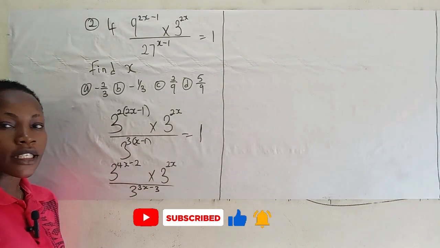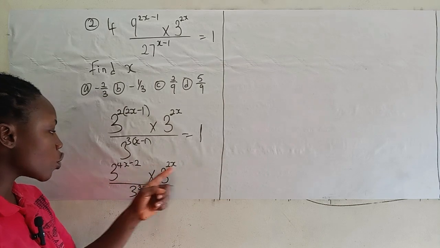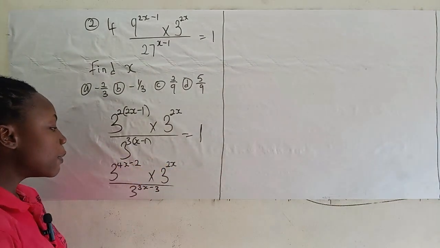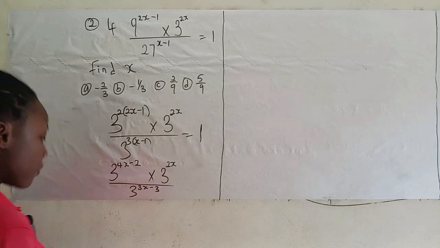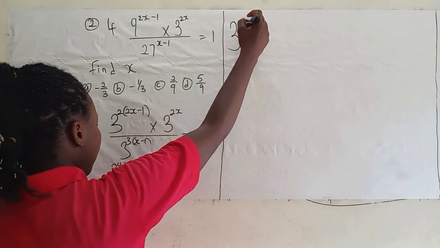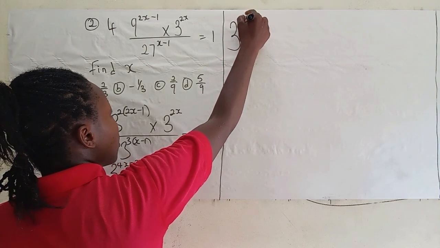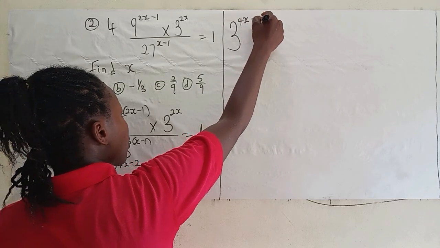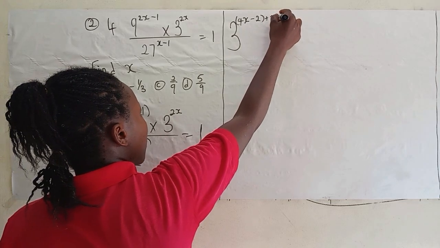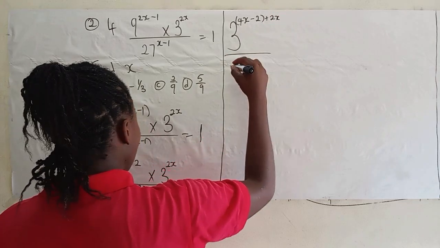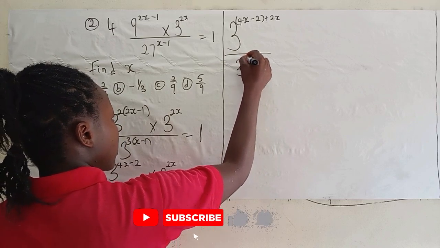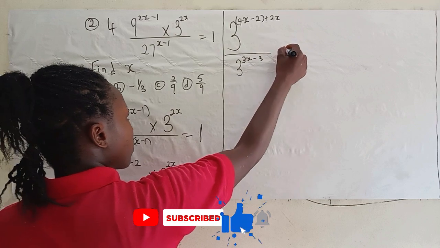Alright, in indices, we are going to add these two together because we are multiplying them. So we are going to have 4x minus 2 plus 2x all over 3x minus 3 equals to 1.